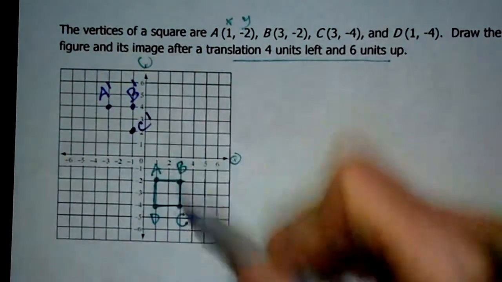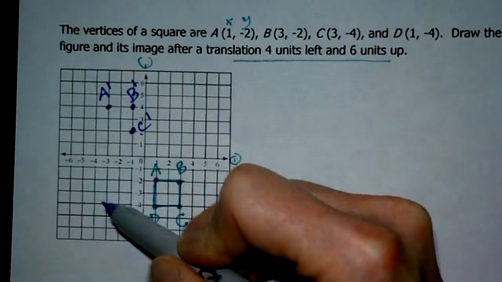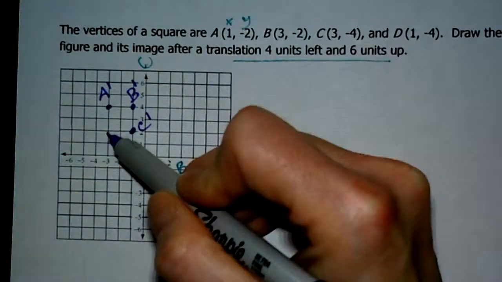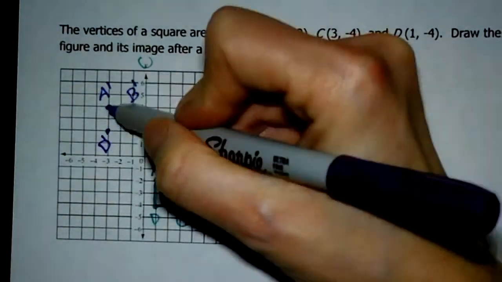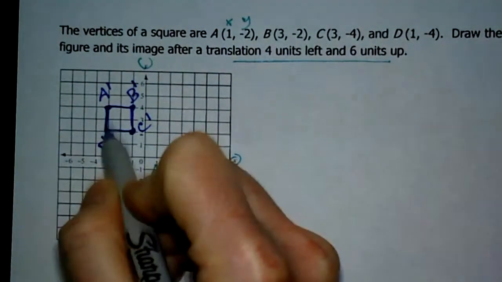There's my C prime. And to get my D prime, 4 left. 1, 2, 3, 4, 6 up. 1, 2, 3, 4, 5, 6. And I have my D prime. And that is my new little image.